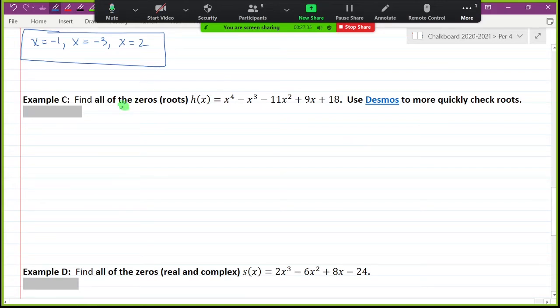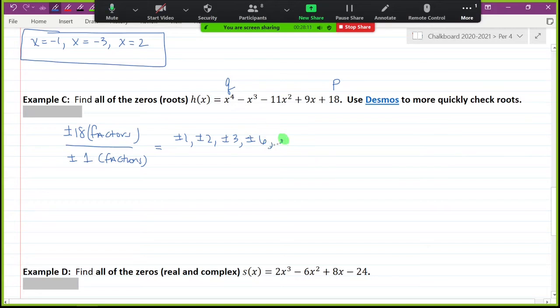Okay, let's do this. Let's find the possible rational roots first. Our P, rather, our last number is 18, and our first number Q is 1. So we're going to have the factors of plus or minus 18 over the factors of plus or minus 1. What are those going to be? Well, it's going to be plus or minus 1, plus or minus 2, plus or minus 3, 4 doesn't go into 18, 5 doesn't go into 18, plus or minus 6, plus or minus 9, and plus or minus 18 itself, all over plus or minus 1.